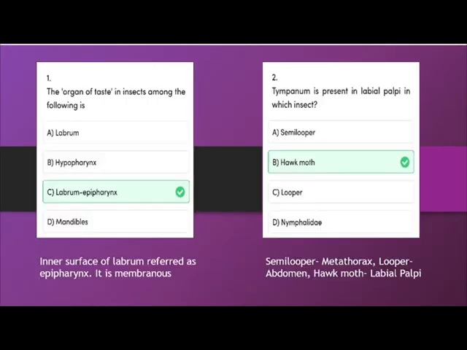The organ of taste in insect among the following is, and the answer is labrum epipharynx. The inner surface of the labrum is referred to as epipharynx and it is membranous. Now come to the second question.